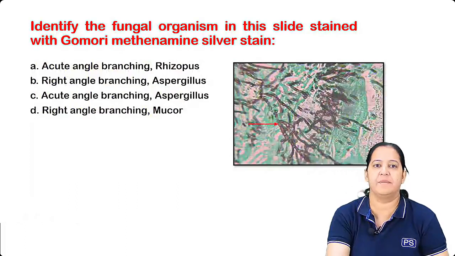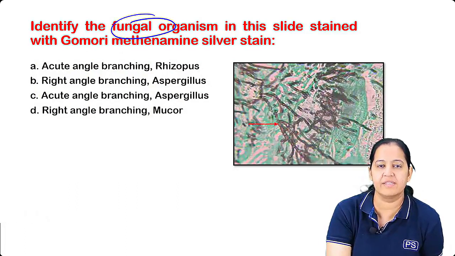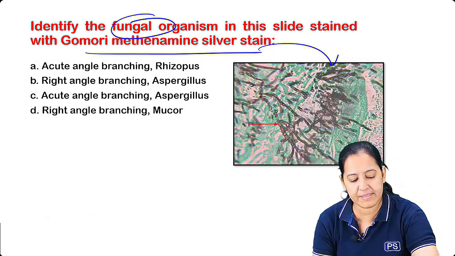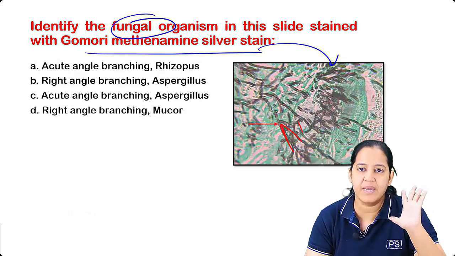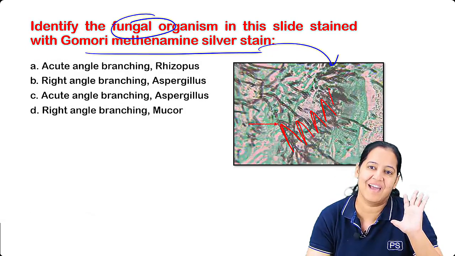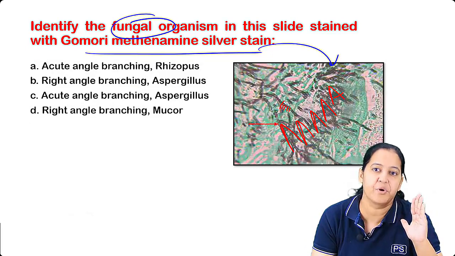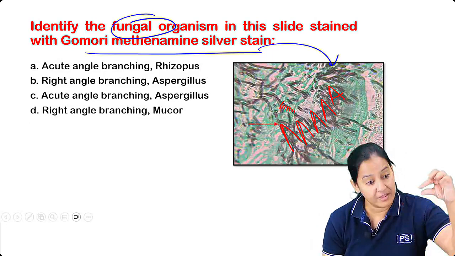Read the question. Tell me the answer. Identify the fungal organism shown on the Gomori stain. Can you do the identification for me, please? You can see the branching is very narrow, and acute angle. And if you see it closely by zooming it, you can appreciate the septa also. The width is also narrow.